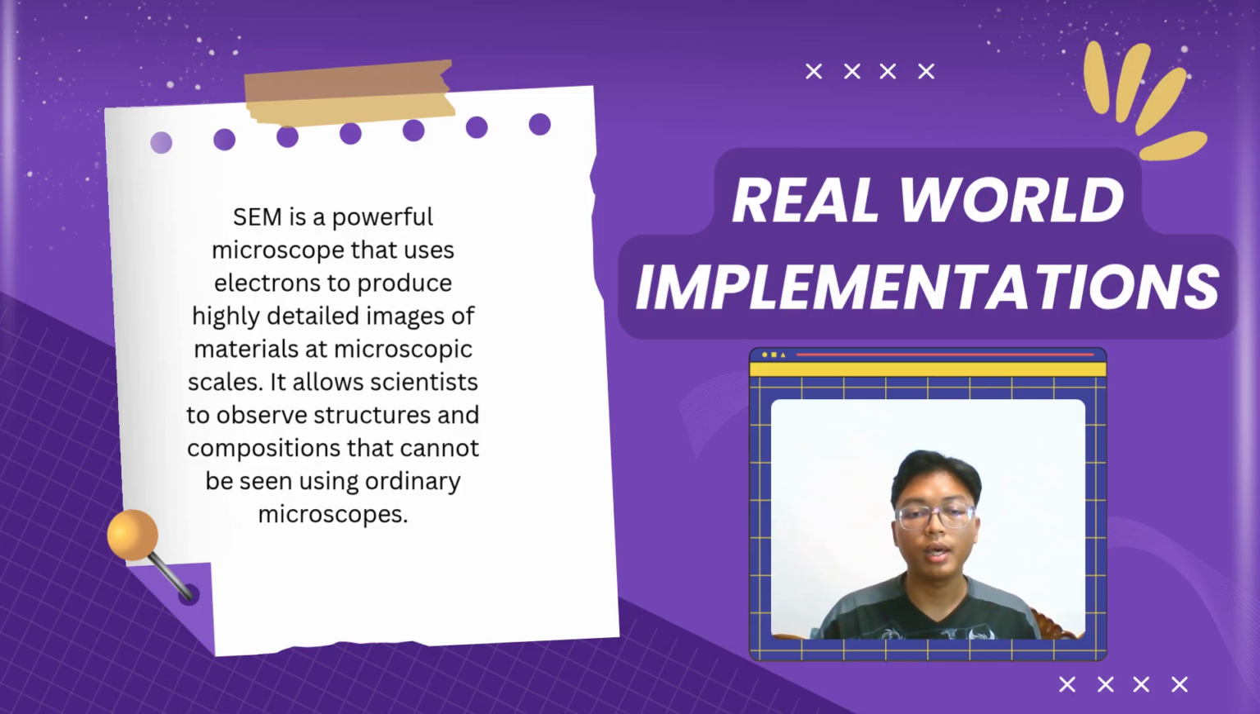Today, I will present the real-world implementation of scanning electron microscope or SEM in geology and earth science. As my friend has stated just now, SEM is a powerful microscope that uses electrons to produce highly detailed images of materials at microscopic scales. It allows scientists to observe structures and composition that cannot be seen using an ordinary microscope. Now, let's get right into it.